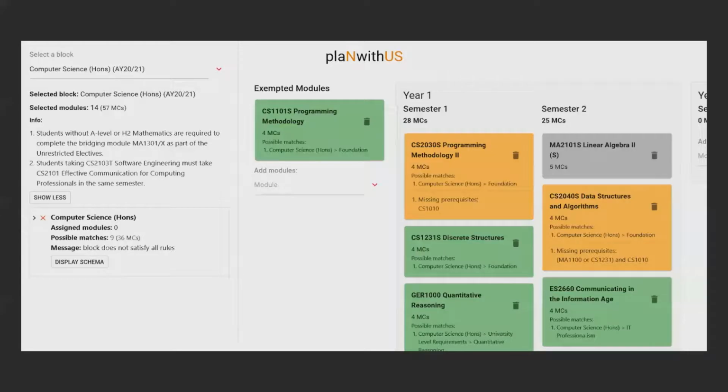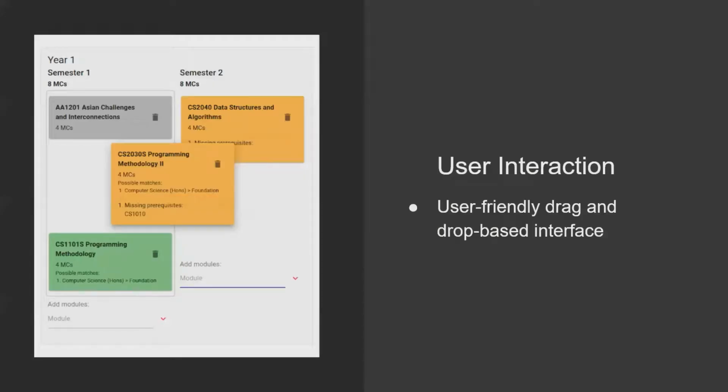Now I'll be talking about the graphical user interface which we've designed. Here's a quick screenshot of the plaNwithUS GUI, which is designed as a web application. Now I'll briefly go through the different features of the web application. Firstly, to ensure that our web application is user-friendly, we designed a drag and drop based interface, which makes it very convenient for users to select modules and drag and drop them across different semesters.